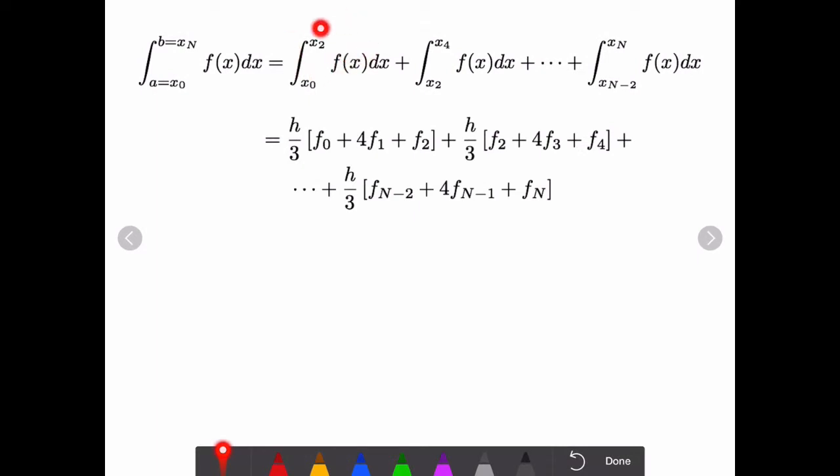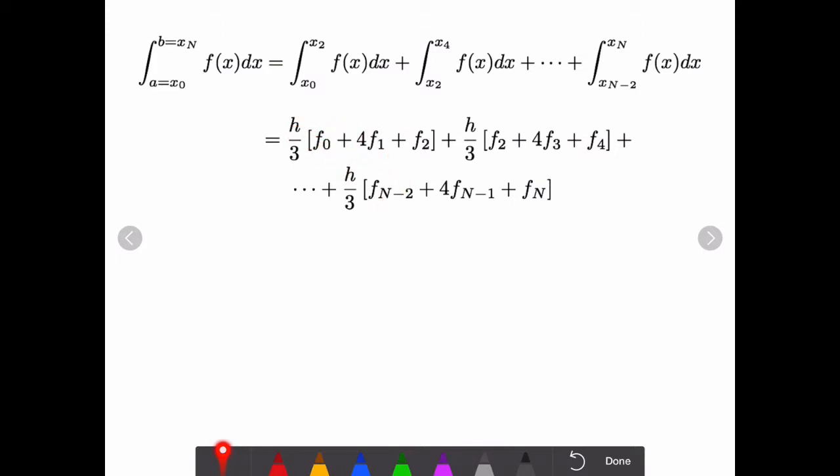So for each of these integrals, I can use the Simpson's 1/3 formula. According to this first integral, I will get this form. The second integral, I get this one. The same thing until you get the n terms here. And because of this, you can do some simplification, of course.